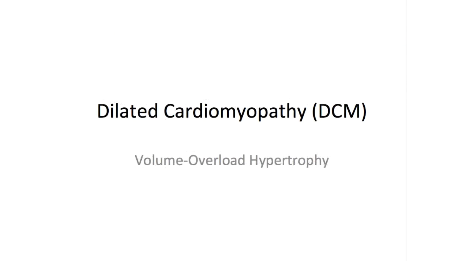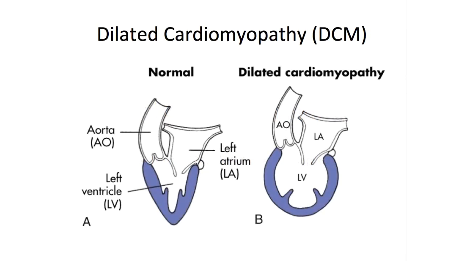Let's begin by looking at dilated cardiomyopathy. Dilated cardiomyopathy is characterized by ventricular chamber enlargement and systolic dysfunction due to remodeling, with a greater left ventricular cavity size. Progressive dilation can lead to mitral and tricuspid regurgitation, which further diminishes cardiac output and increases end-systolic volumes and ventricular wall stress.